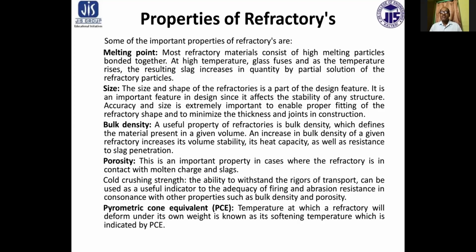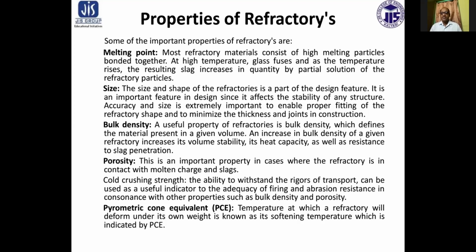Size. The size and shape of the refractories is a part of the design features. It is an important feature in design since it affects the stability of any structure. Accuracy in size is extremely important to enable proper fitting of the refractory shapes and to minimize the thickness of joints in construction.